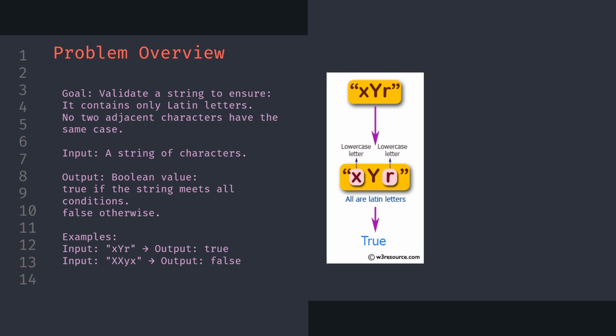This problem challenges us to validate strings based on specific conditions. First, the string must consist of solely Latin letters. Second, adjacent characters cannot have the same case. For example, xYr is valid because it alternates between lowercase and uppercase. However, XXYX is invalid because it has two consecutive uppercase characters, the X and X. Let's see how we can systematically solve this problem.